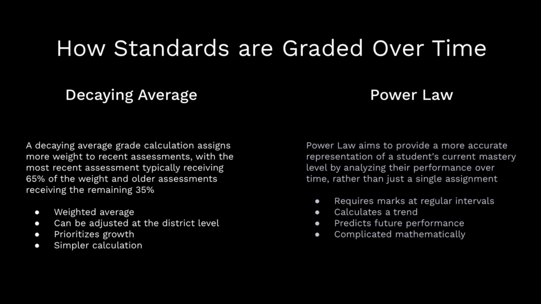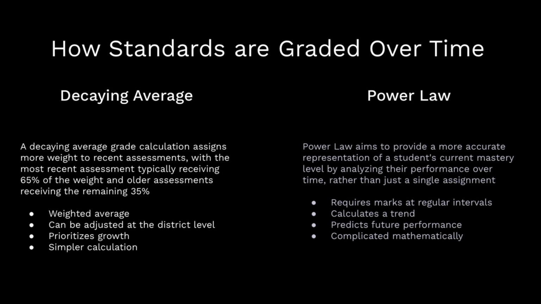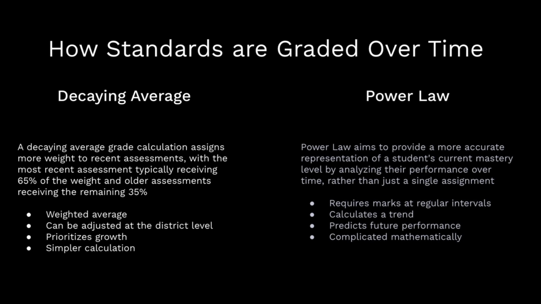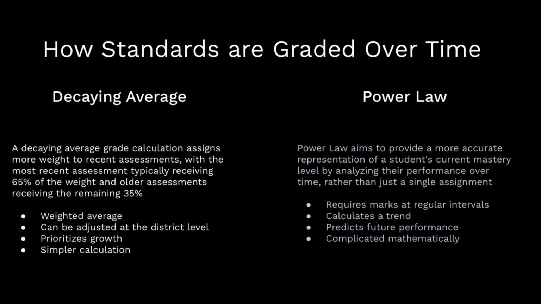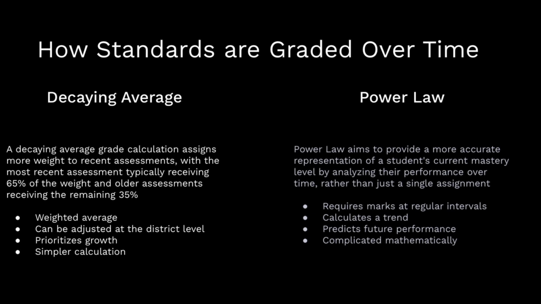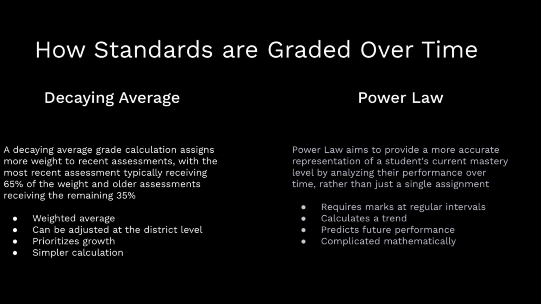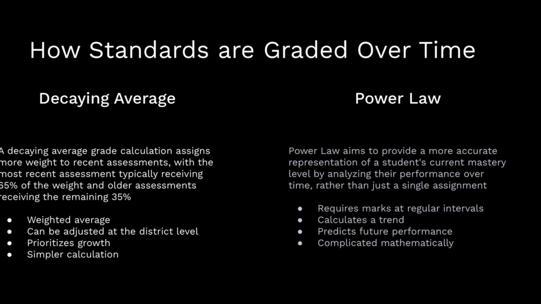One is decaying average, which basically gives your most recent standards marks more weight than previous ones, and that allows for growth over time. And the other is a power law, which is great if you're giving very consistent feedback over time. Let's say a spelling test would be a good example of this. You're able to track a trajectory of that and then give a mark at the end for where you think it would be.